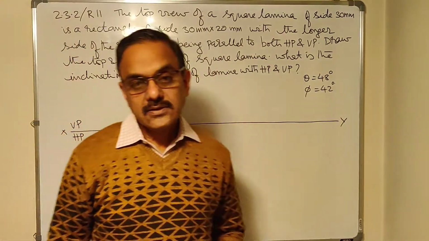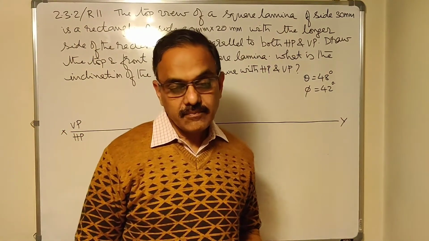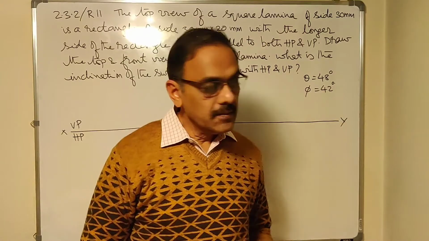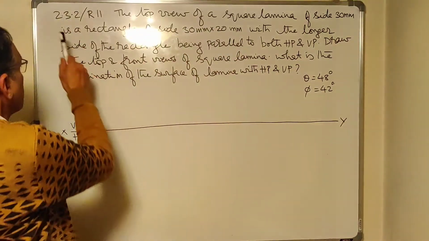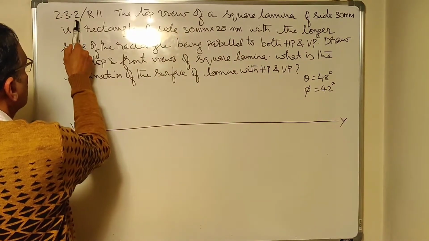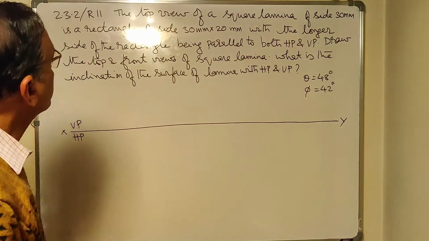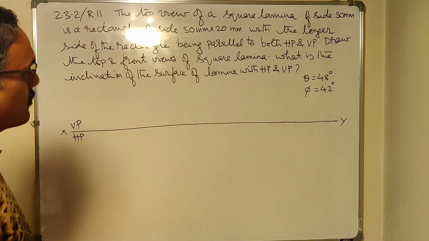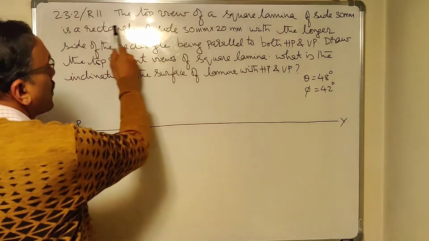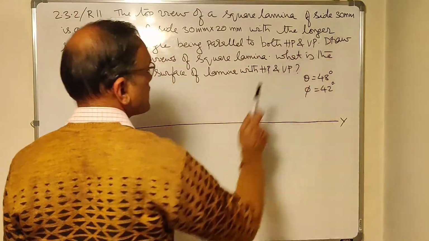Let's move to the second problem in drawing number 6. The problem number in the CMRT question bank is 2.3.2 and in VTU question bank it is problem number 11. This is how the problem goes. The top view of a square lamina of side 30 mm.